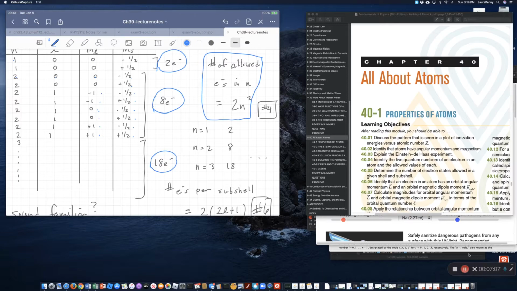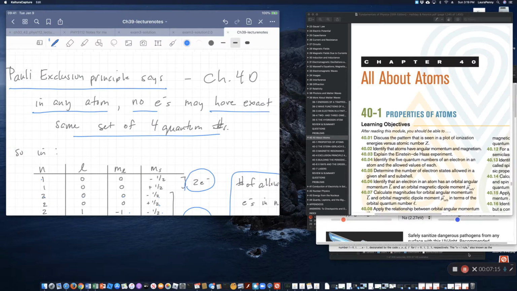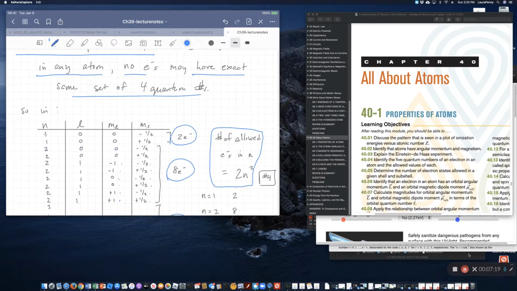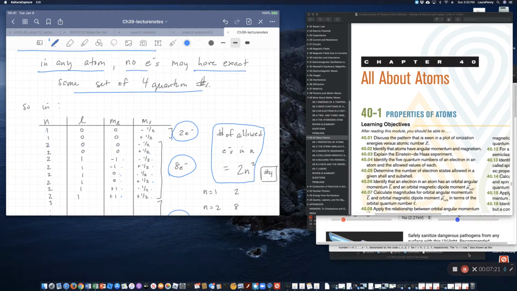You can put 2 electrons in the first shell. You can put 8 electrons in the second shell. You can put 18 electrons in the third shell. This is why. The Pauli exclusion principle is why there are these limits. And the quantum numbers that we're talking about are n, little l, m sub l, and m sub s.